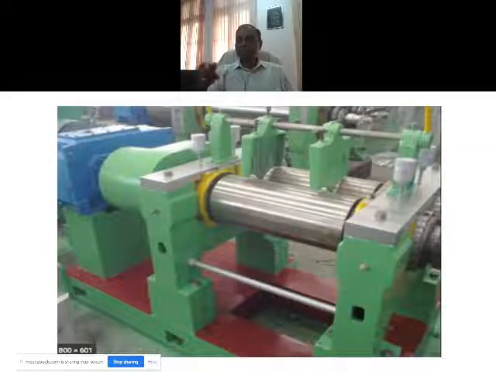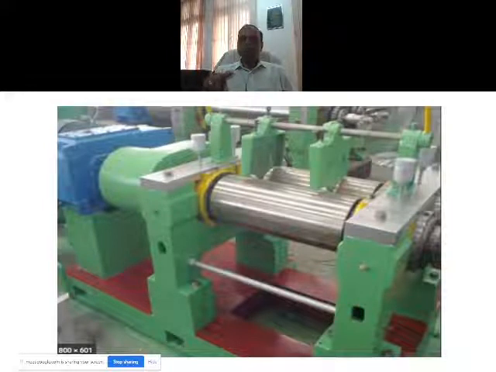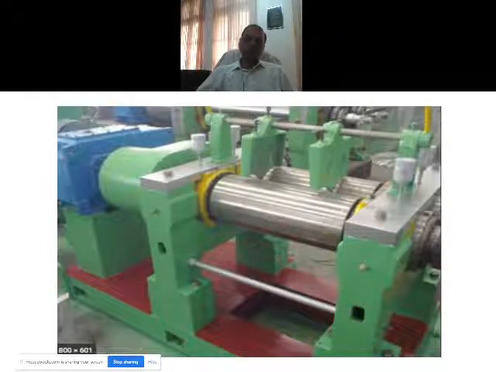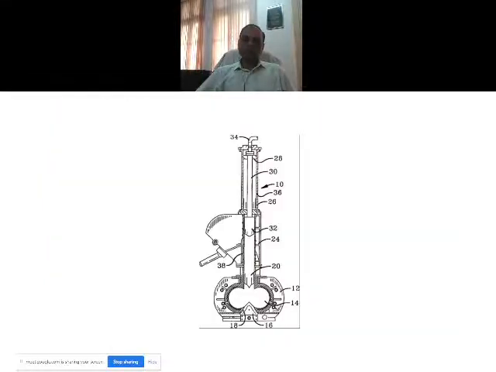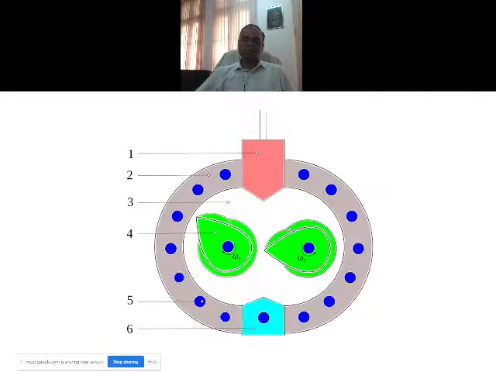But what makes it attractive is that the expense in terms of installation is less. And the space it occupies is also less compared to the solution people have brought in for these problems. And that solution is called an internal mixer. So we will take a look at that internal mixer.